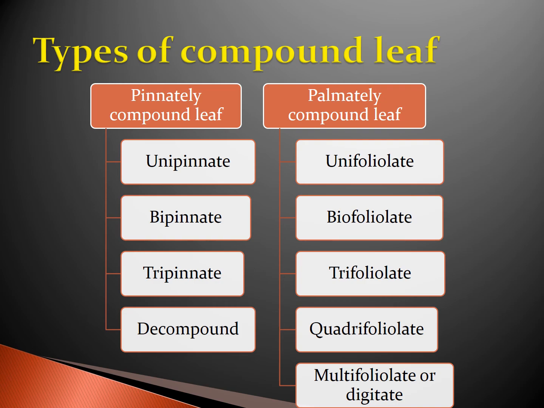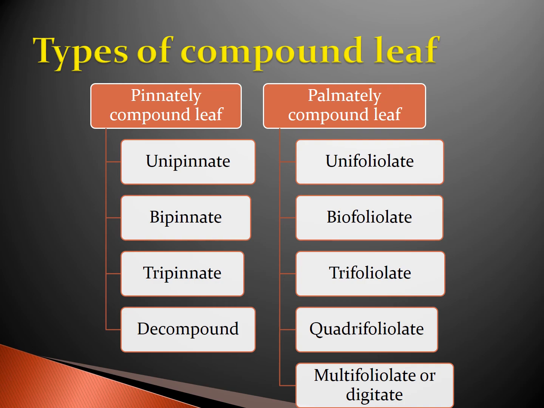Then the next one is bipinnate. Here the primary rachis produces secondary rachis which bear the leaflets. The secondary rachis are known as pinnae. The number of pinnae varies depending on the species. For example, Delonix is the best example for that. Then decompound. When the rachis of a leaf is branched several times, it is called decompound. Daucus is the best example for the decompound.